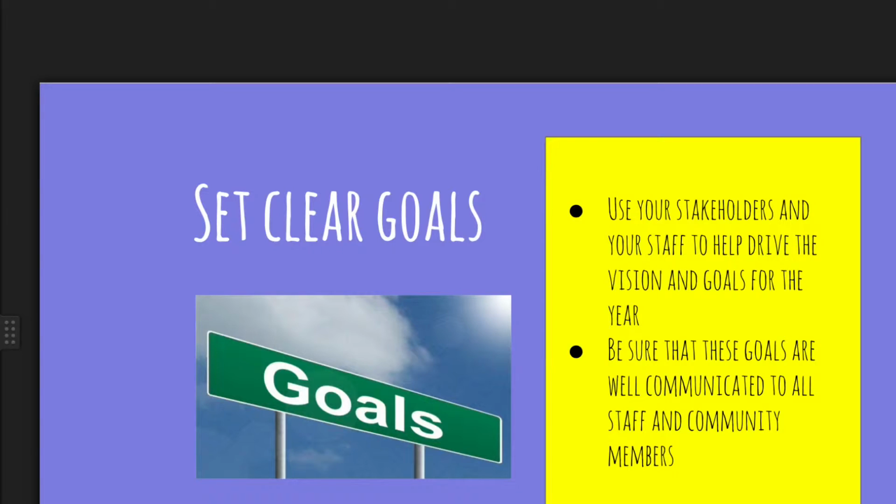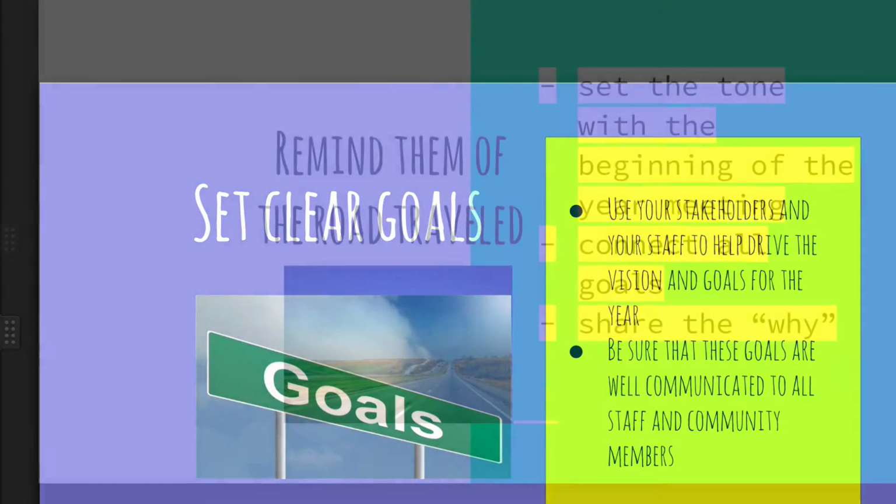Another way to build a positive environment at your school site is to set clear goals, making sure you utilize your staff and your stakeholders to come together as a group and make your vision and goals for the school year. Also be sure that these goals are well communicated to all staff and community members. The pitfall of not getting group buy-in and a shared vision is that you don't have the positive community and positive group team atmosphere that is needed to move a school forward.